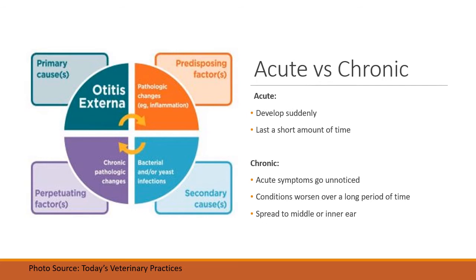Dogs may develop chronic otitis externa if symptoms are not taken care of quickly. Chronic infections may follow a pattern like seen in the image here, where the cycle continues even if treatment is given. This can be due to a primary cause like allergies, which is worsened by predisposed factors such as pathological changes and inflammation, and then a secondary cause like a bacterial or yeast infection.